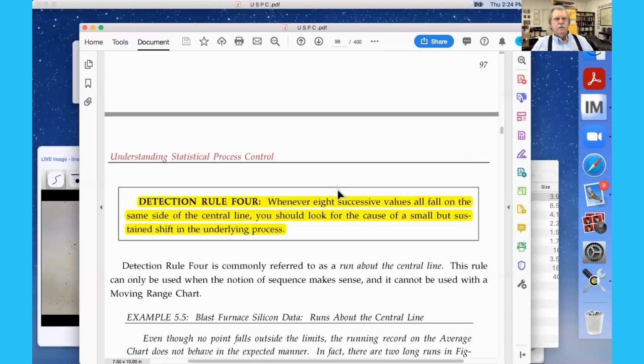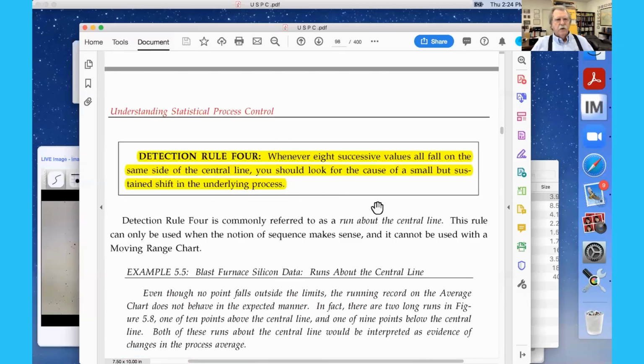And rule 4, 8 in a row on one side of the central line, although Nelson says 9 in a row. So 8, 9, or 10. Another guy, Assad, said 8, 9, or 10, take your choice. So 8, 9, or 10 points in a row on the same side of the central line, that's a signal of a small but sustained shift.